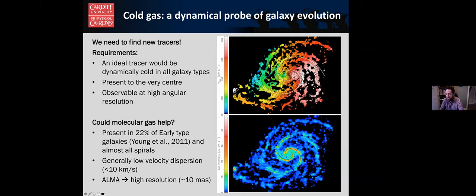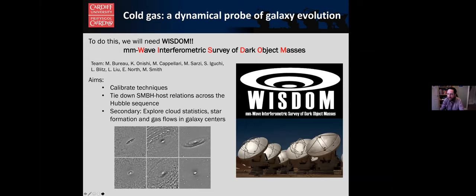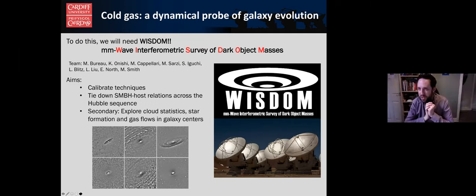So in order to press forward with this, I started a program. This is called WISDOM, the Millimeter Wave Interferometric Survey of Dark Object Masses, because every good astronomy survey needs an acronym. And the aim of this is really to test this method, to benchmark it, to understand it, and start to pin down the black hole host relations using this new technique that can be used in both types of galaxies. And obviously, we've also then got beautiful maps at 10 parsec resolution of the interstellar medium in a variety of nearby galaxies, which you can do all sorts of science with, which I'll touch on in the second section.